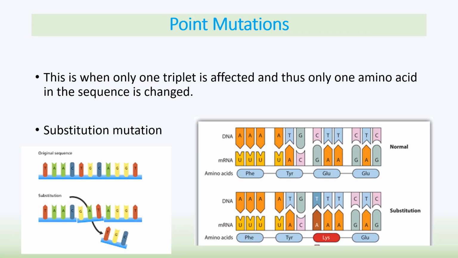So a point mutation is one where only one triplet is affected and only one amino acid will change. So that's what happens when you get substitution mutations. Only one amino acid changes because that one letter has changed. So if we have a look at this one, you can see there is GAA at the bottom here and CTT at the top. That has changed to AAA. So it's only affected, this amino acid has been changed into lysine.